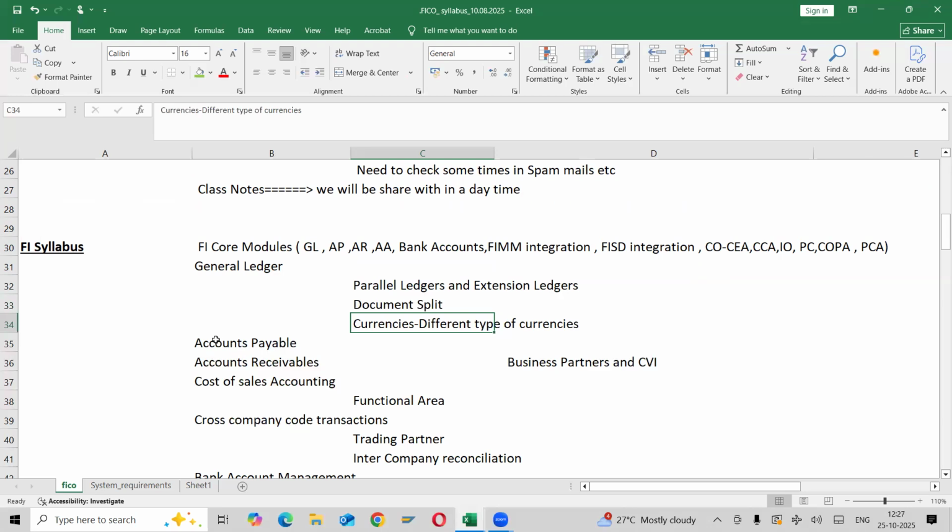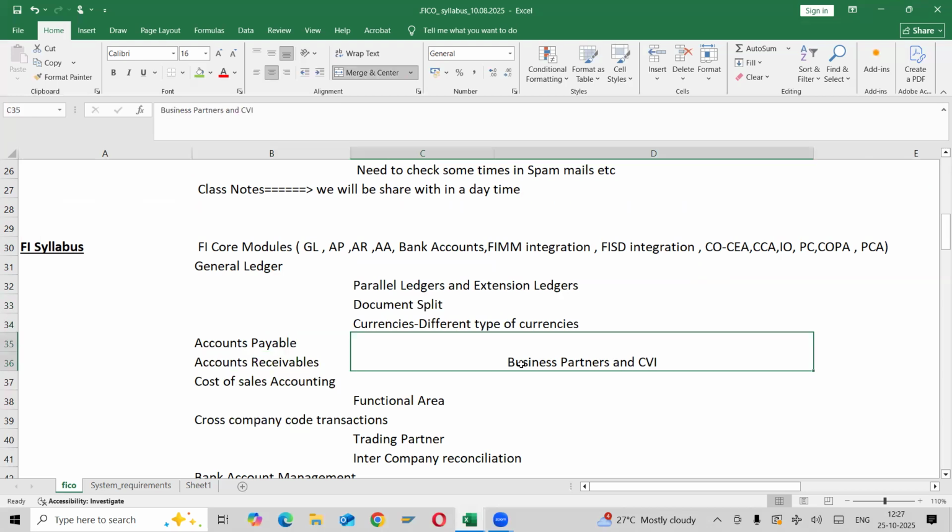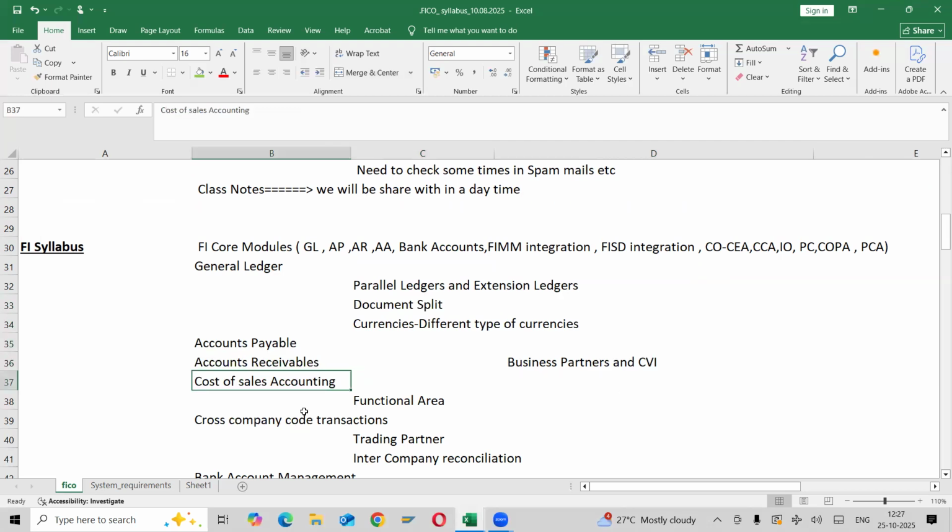Accounts payable is a core module in FI. We are going to cover, as I said, business partner instead of customer and vendor. We use a concept called business partner in S4HANA. In ECC, we call it customer and vendor, right? Cost of sales accounting, which is nothing but departmental accounting. Branch accounting we are going to discuss, right?